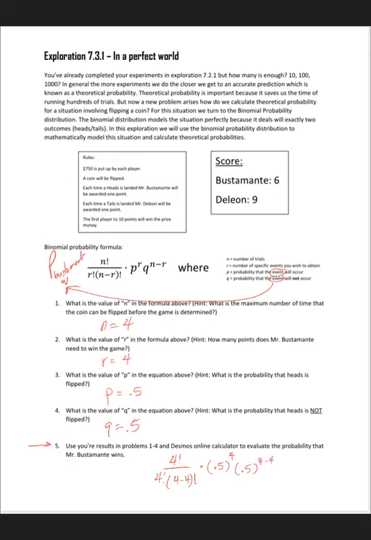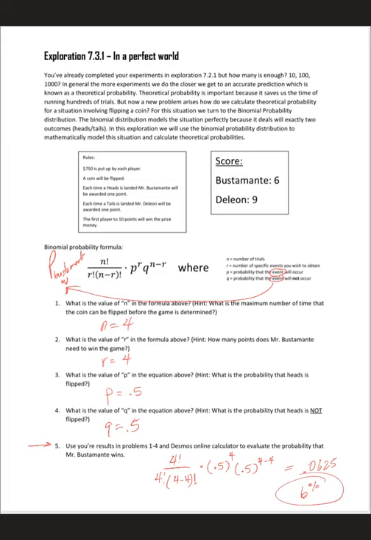Okay. I went ahead and put this into Desmos, and I ended up with 0.0625. Right, so 0.0625, which is about 6%. So we can really think about this.